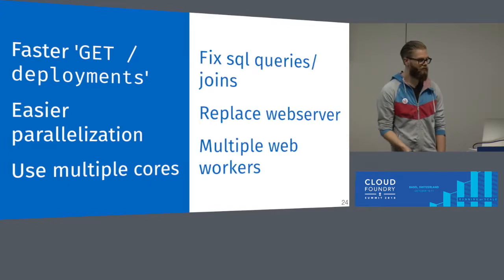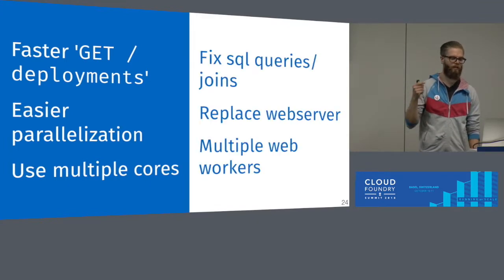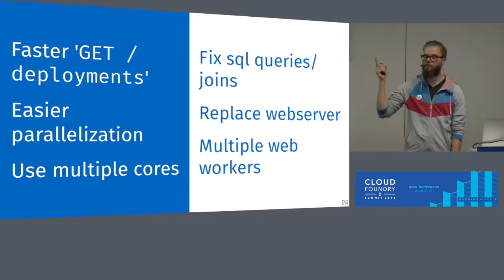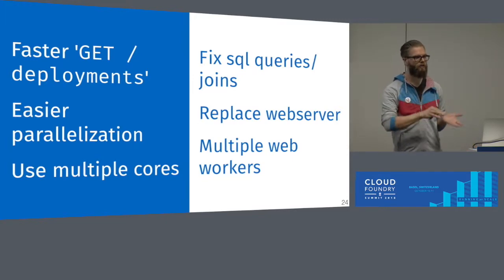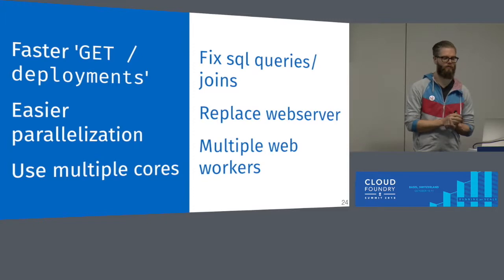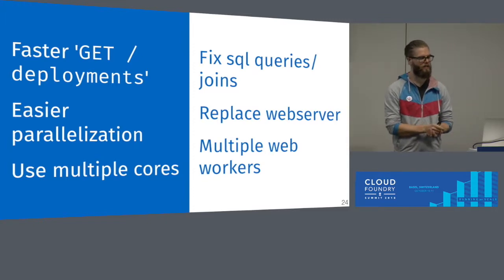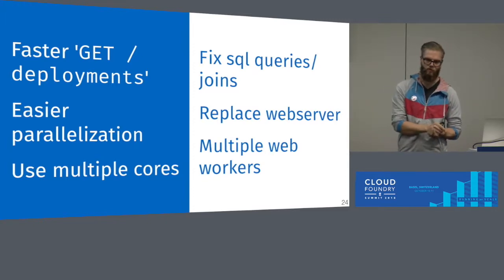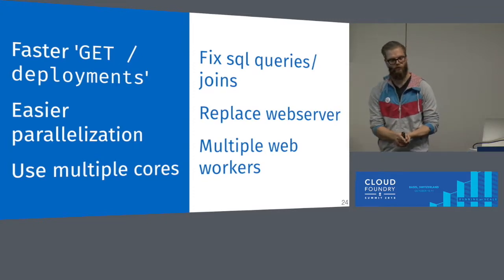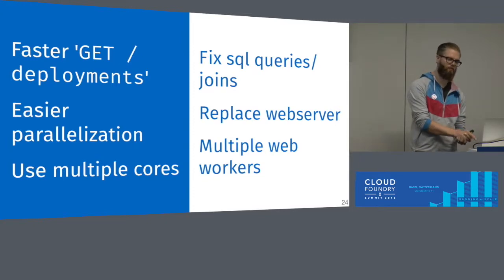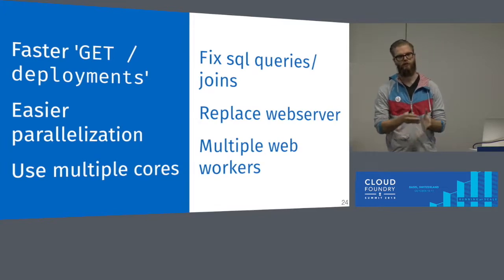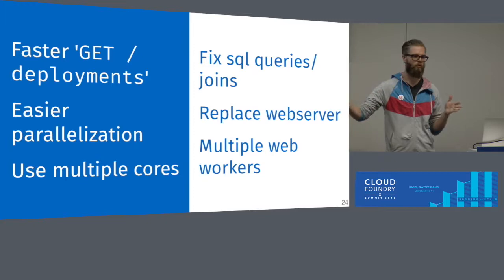Okay, so here's how we tried to do this. To get a faster get deployments endpoint, we looked at a few SQL queries and joins in the code, and tried to fix those. For easier parallelization, we switched out the web server used within the Ruby app to a different one, where it was possible to use multiple web workers using multiple cores in your system.